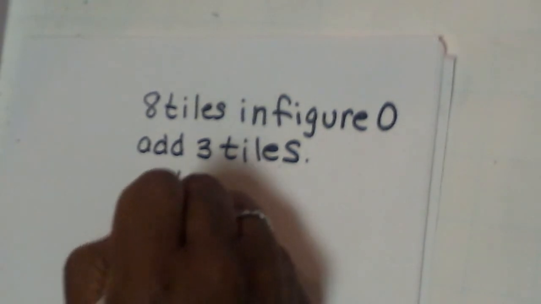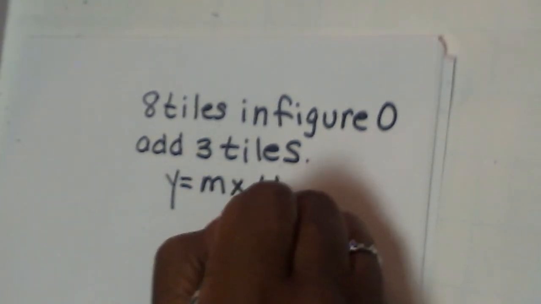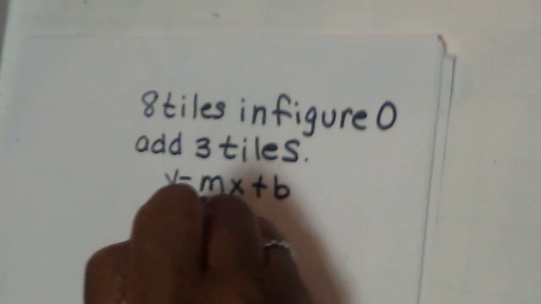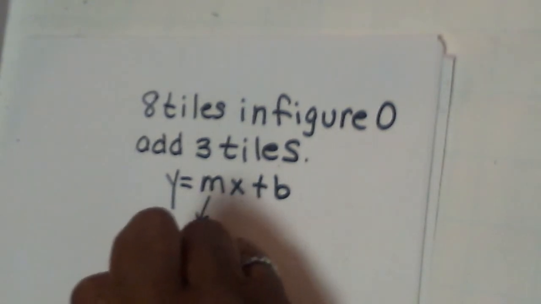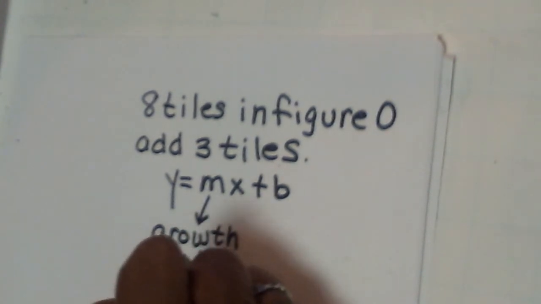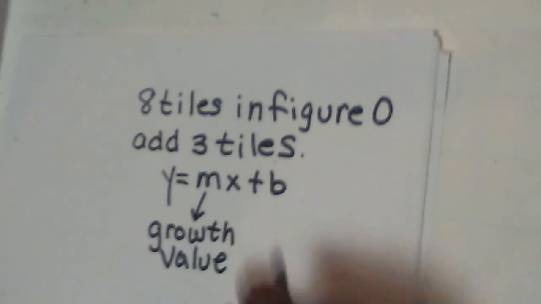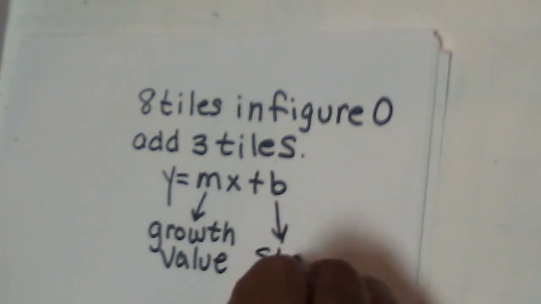I can write an equation of the line to represent the growth pattern. Remember, the form of the equation is y equals mx plus b. M is the growth value. And b is the starting value.